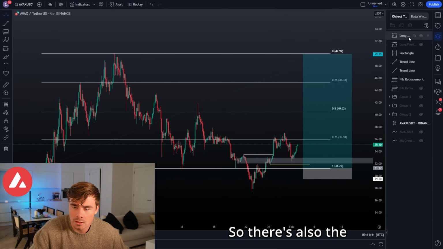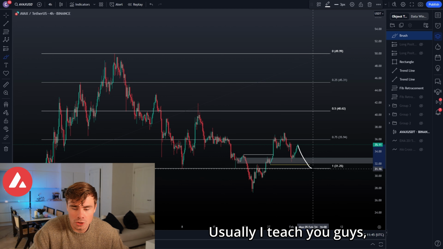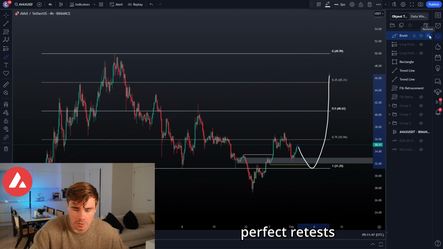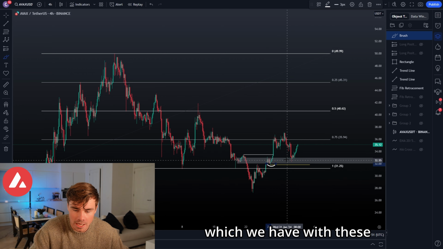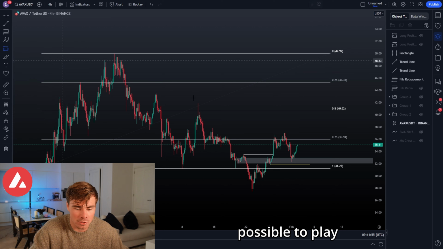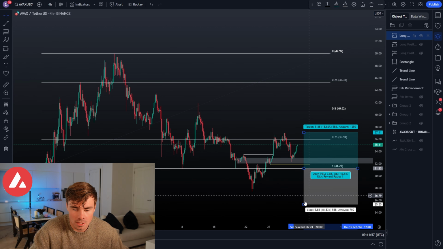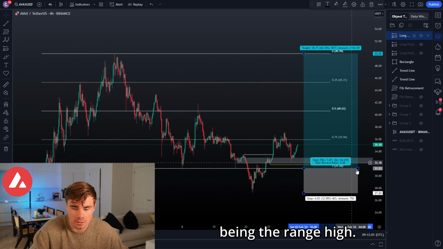So there's also the possibility that this perfect retest is not going to hold. Usually I teach you guys, don't play these perfect retests unless there's a very clean and clear inducement, which we have with these relative equal lows over here. So in my opinion, it is possible to play this perfect retest with your invalidation below the low, the deviation, and your target being the range high.